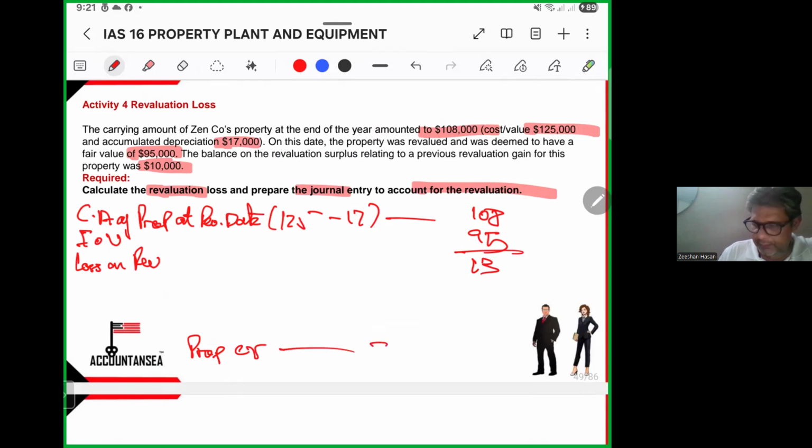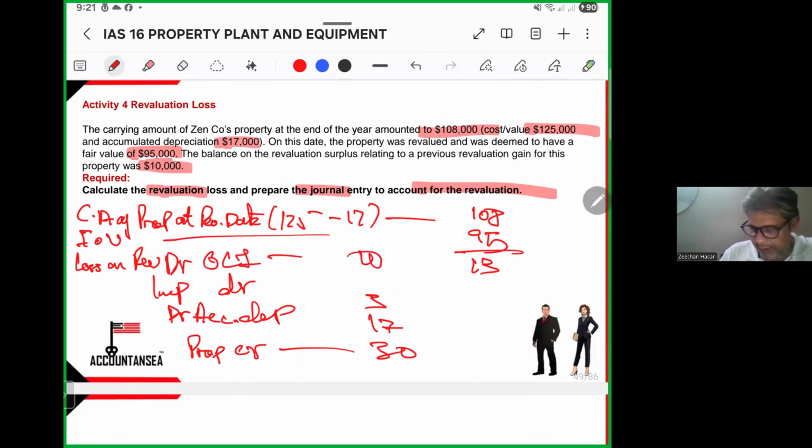Property will be credited by 30,000, so it's 30. Debit accumulated depreciation by 17. The impairment loss they had provided us already, so it's an expense, right? And for now, impairment debit by 3. How much is remaining? 10. So it will go to the OCI by 10. That's how you will do.